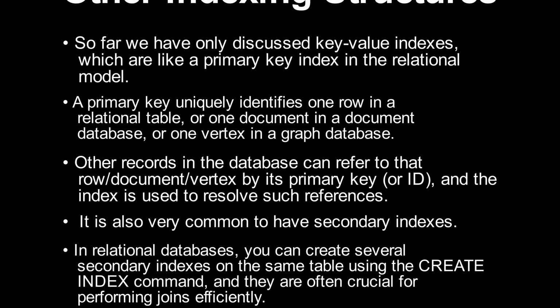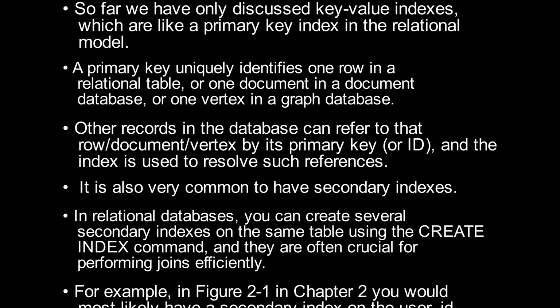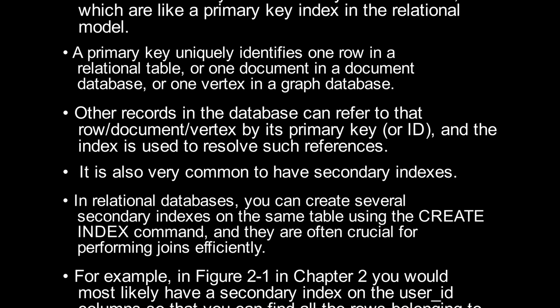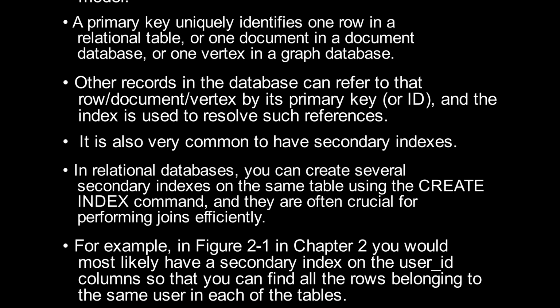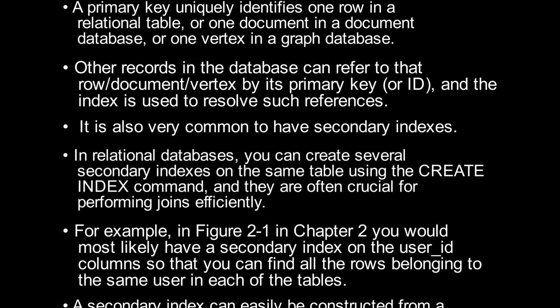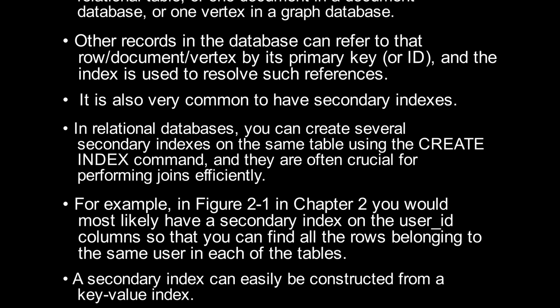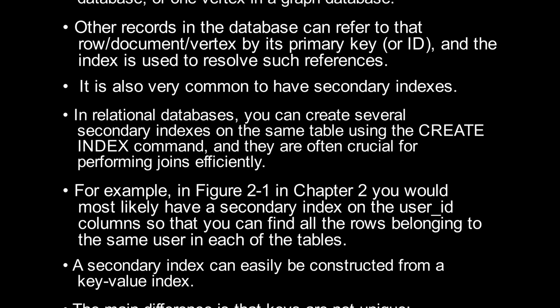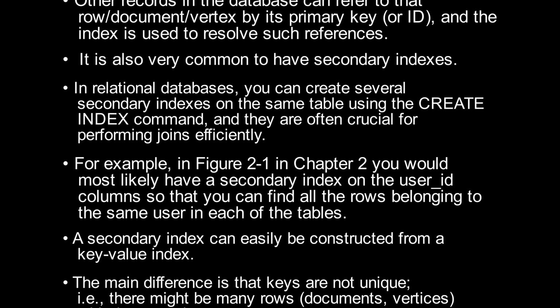It is also very common to have secondary indexes. In relational databases, you can create several secondary indexes on the same table using the CREATE INDEX command, and they are often crucial for performing joins efficiently. For example, in Figure 2-1 in Chapter 2 you would most likely have a secondary index on the user ID columns, so that you can find all the rows belonging to the same user in each of the tables.